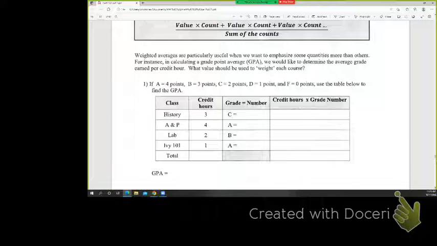So C's count for 2. It tells us up here. A's are 4. B's are 3.